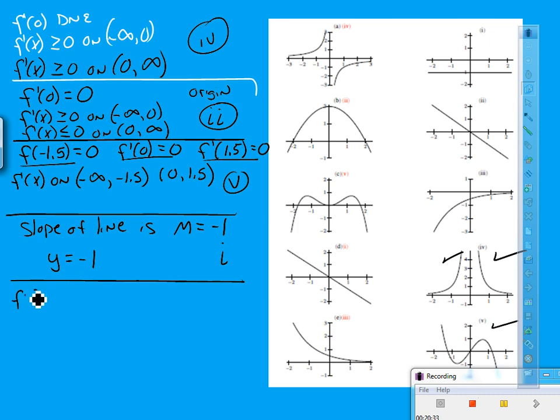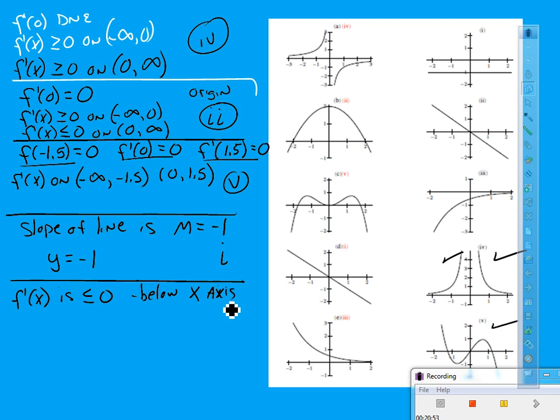I know that f prime of x is always decreasing. My slopes are always negative. So f prime of x is always less than 0. So it's always below the x-axis.